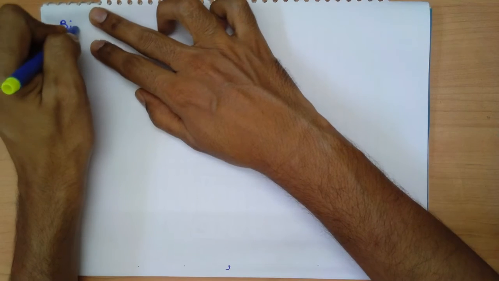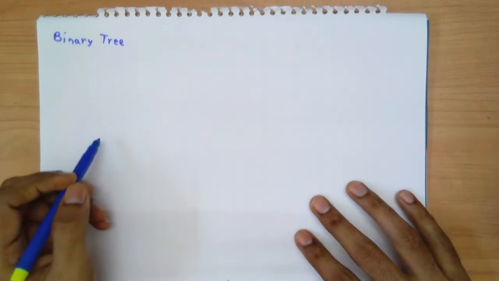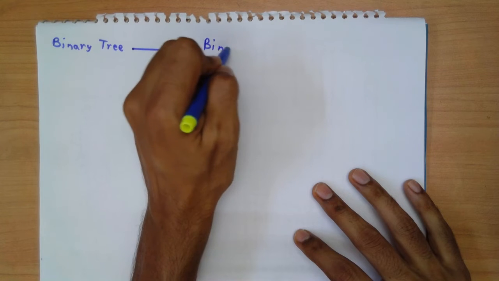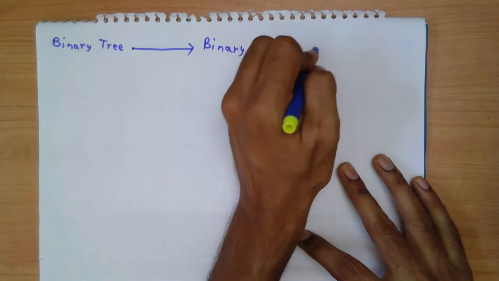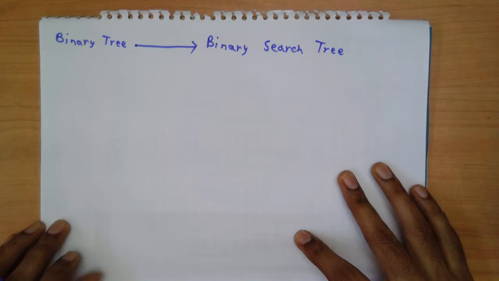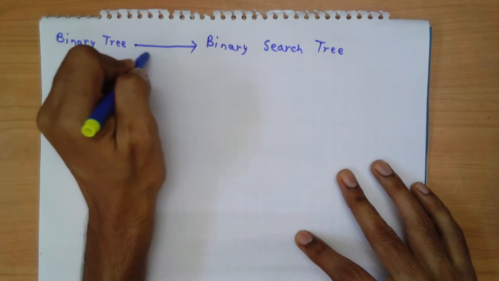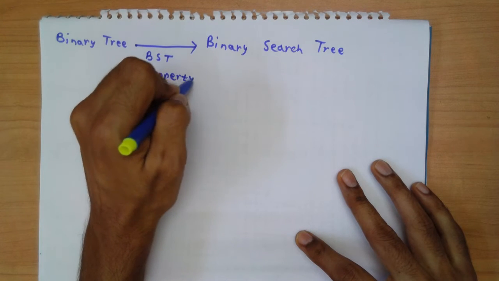Now let's start with binary search tree. So till now we have defined binary tree, and now we are going to convert this binary tree to binary search tree. Everything that we define for binary tree is going to remain constant, but the only extra thing that we are going to add is something called the binary search tree property. And what is this property?